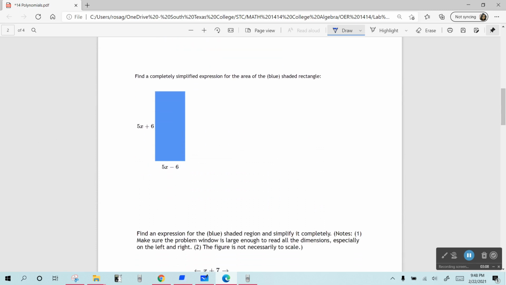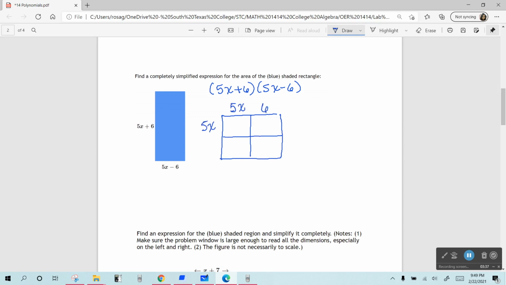Here is one. It says find and completely simplify the expression for the area. So when you find the area, you are multiplying. So I'm supposed to multiply 5x plus 6 times 5x minus 6. This is where you could use the FOIL method or distribute it, however you multiply binomials. I'm going to use the box here, but you can use, like I said, FOIL or distribute it.